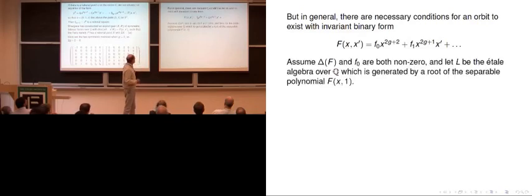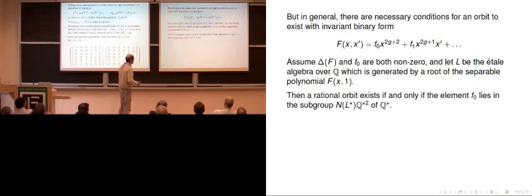If the discriminant, which we're assuming is non-zero, and the leading coefficient is non-zero, and you can arrange that, some of the matrices in the pencil have non-zero determinant, we take the extension of the rational numbers generated by a root of this polynomial f of x1, which is a separable polynomial with leading coefficient f0. Okay? And then the condition for the existence of an orbit over the rationals is if this f0 lies in the norm of elements from that finite extension times the squares of rational numbers in Q star. Okay? For example, if f0 is 1, which is the case we had done before, you always have an orbit.